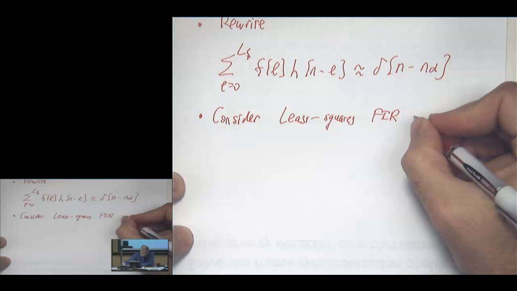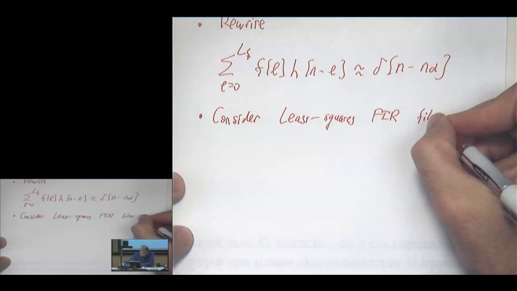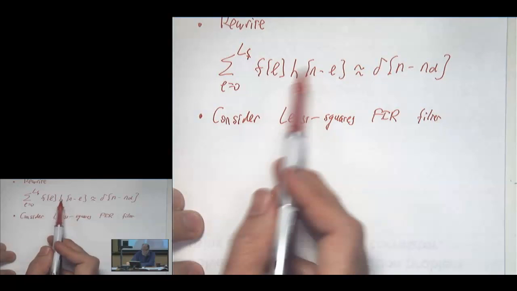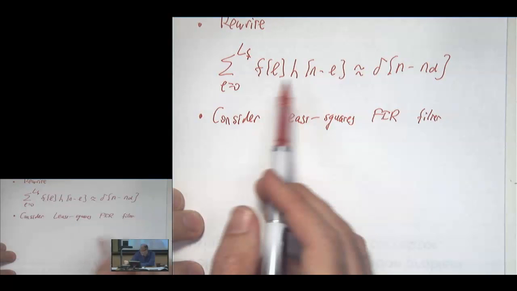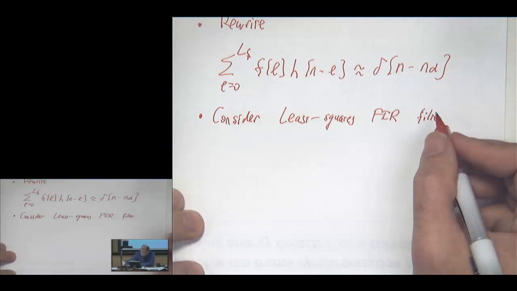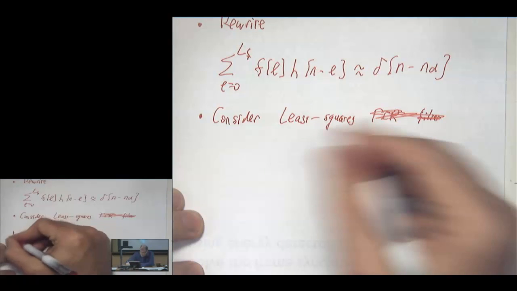FIR filter. And this is essentially a least squares inverse filter, because what we're trying to do is invert the convolutive effects of H with F. So this is an inverse filter here. So we're going to consider this least squares, I'll just try this here, least squares error here.